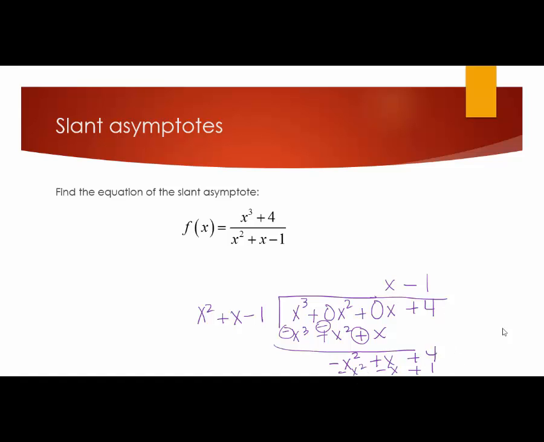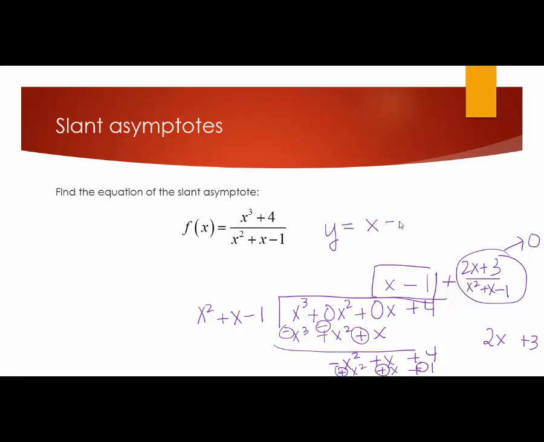I'm going to get a remainder. Sorry, I'm running out of room here. If I do the opposite sign here, I'm going to get 2x plus 3 for my remainder. This, as x goes to infinity, heads off towards 0. That's always going to happen with that remainder. What's left tells me that my slant asymptote is y equals that line. Just like with horizontal asymptotes, I want to make sure I give the equation of a line, not just x minus 1, but y equals x minus 1. That's my slant asymptote.